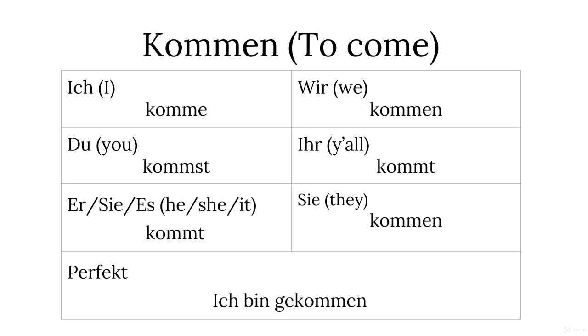In der Vergangenheit, you say, ich bin gekommen. So here, you only have to add ge at the beginning. Ich bin gekommen.